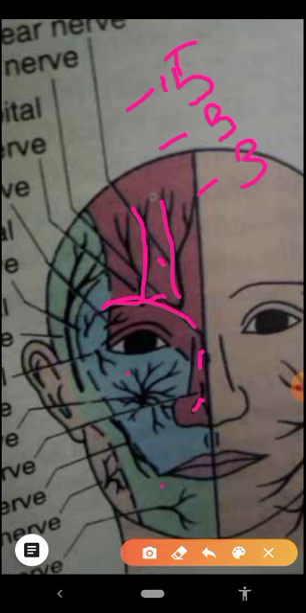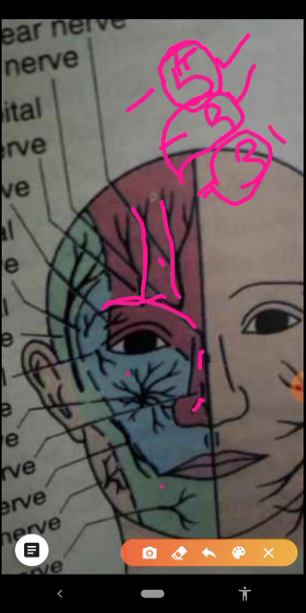The trigeminal nerve is the 5th cranial nerve. So 5 branches of the ophthalmic division are here, which are supplying the face, and trigeminal has 3 main branches: ophthalmic, maxillary, and mandibular. You can memorize it from here: 5 for ophthalmic, 3 for maxillary, and 3 for mandibular.